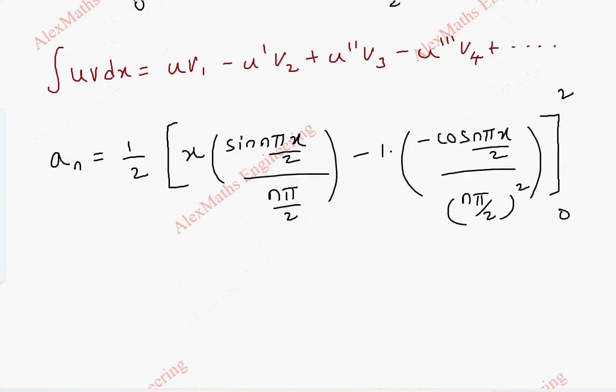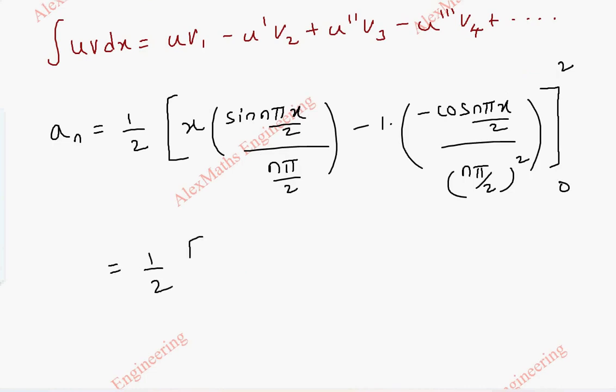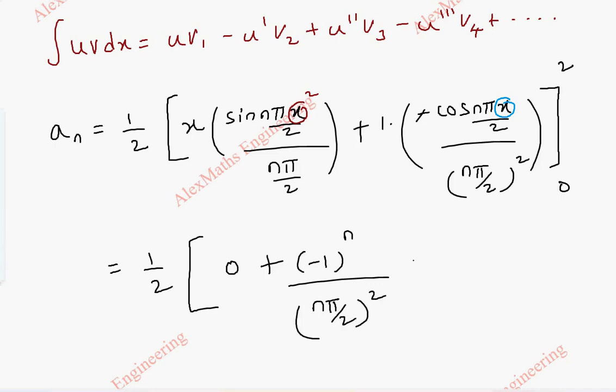Now using the upper limit, when I put 2 here, 2 gets cancelled, so sin n pi is 0. So first term is 0, and we can make this as plus. When I put 2 here, we get cos n pi. Cos n pi is minus 1 whole power n by n pi by 2 whole square. Now using the lower limit, when I put 0 for x, everything is 0. When I put 0 for cos, it is 1. So plus 1 by n pi by 2 whole square.